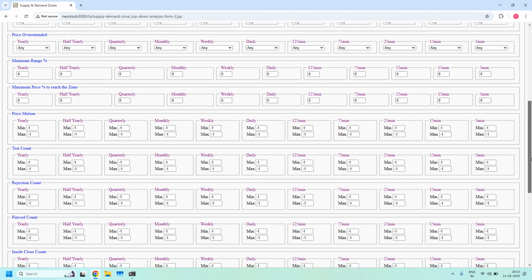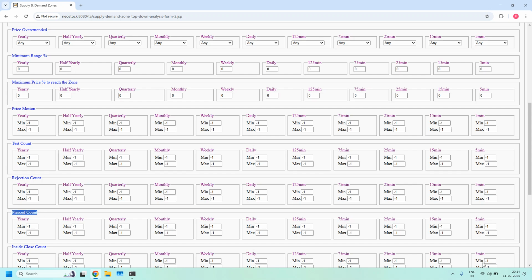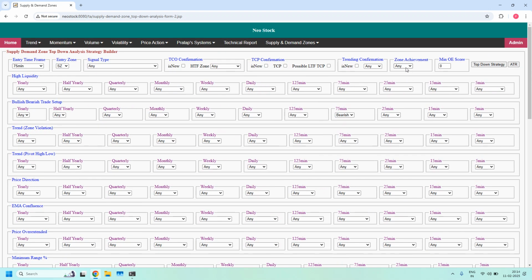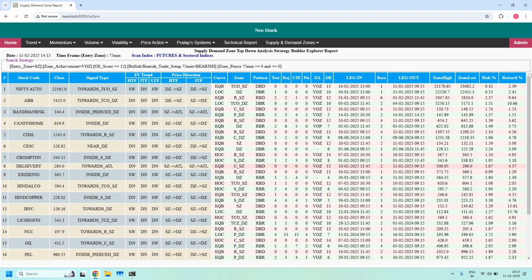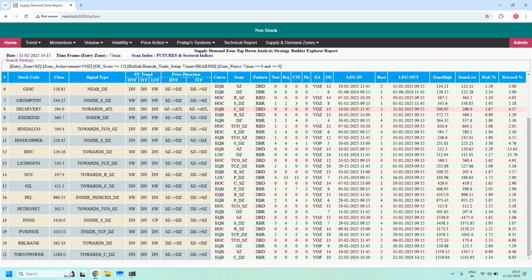And 75 minute supply zone should not be pierced. So in the pierced count at 75 minutes time frame, minimum value 0, maximum value 0, zone achievement VOZ, minimum odd enhancer score should be 12. With all the 3 filters, we got 21 stocks supporting bearish trade setup for weekly income trade. I am scrolling the list down. So total 21 stocks are filtered.